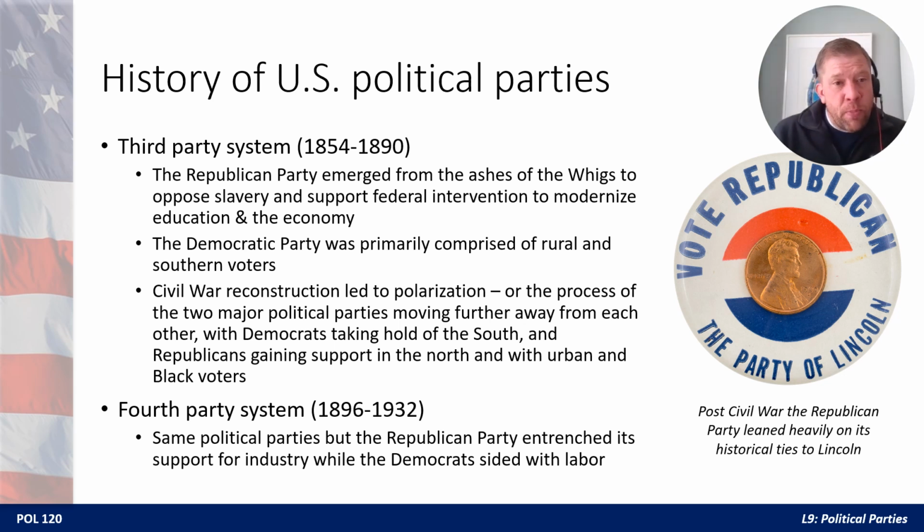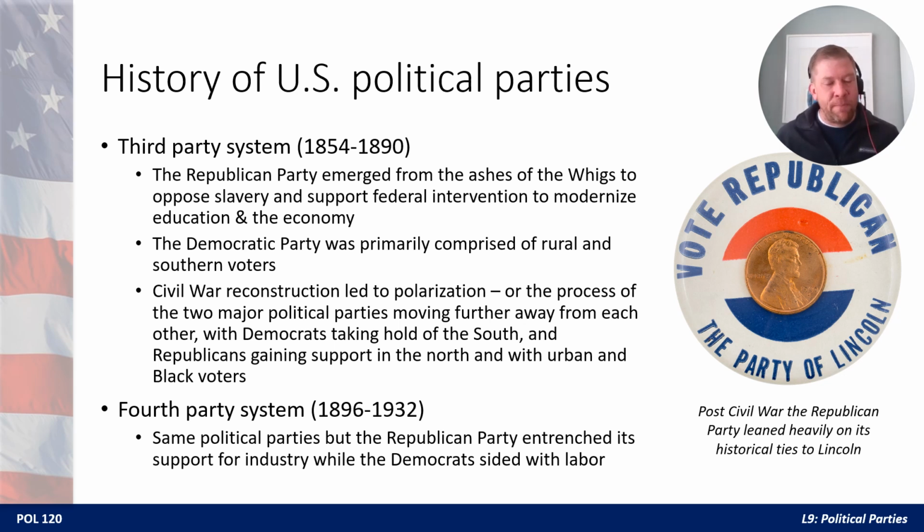So that brings us to the third party system. That takes us into the Civil War and the period after. So the Republican Party emerges from the ashes of what was previously the Whigs. Their big thing is they oppose slavery. They support federal intervention to modernize education and the economy. So the Republican Party at this time ends up becoming the party of sort of big centralized federal government.